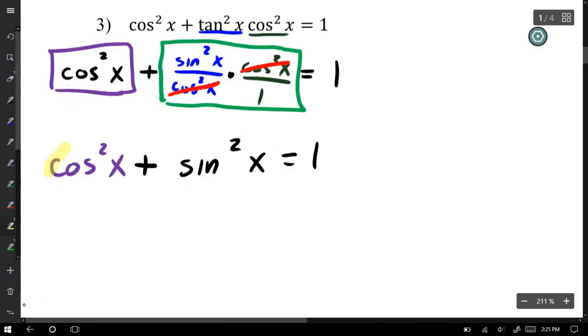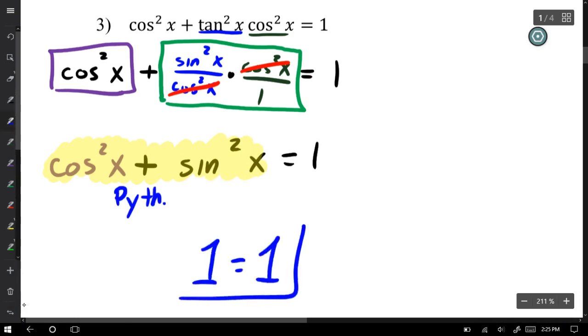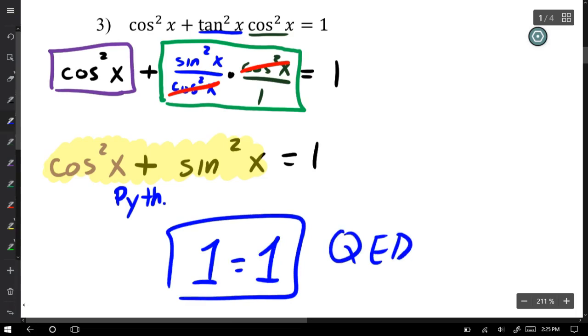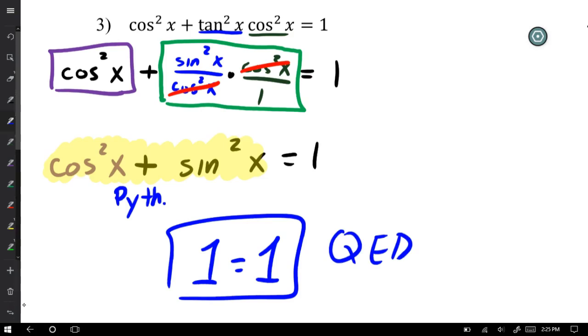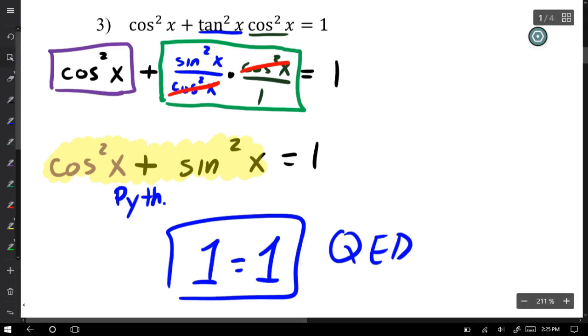And I have 2 trig ratios, squared, cosine squared of x plus sine squared of x, which again leads me to think, man, is that a Pythagorean identity? And by the way, it is. 1 equals 1. QED. It has been demonstrated. That's a very, I'd say, straightforward approach, switching to sines, cosines. In this case, it helps out. There's nothing wrong with that. It was actually very quick to do. I'm not going to use that technique for it.